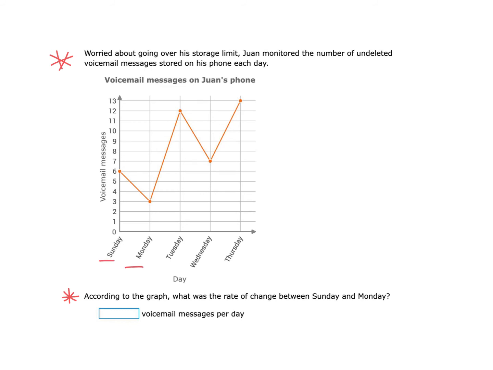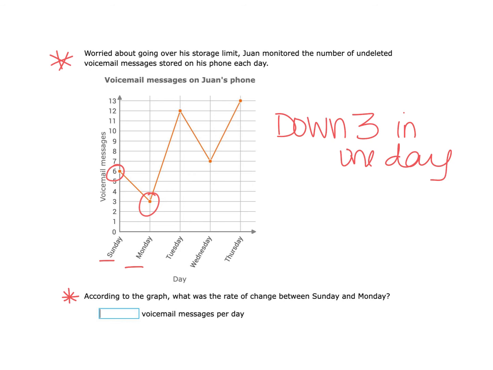So Sunday, we can see that he has 6 voicemail messages. Monday, we can see that he has 3 voicemail messages. So we can see that the change was 3, because 6 to 3 is 3. But because it went down, we need to make sure that we remember that it went down and not up. So I'm going to write that it went down 3 in 1 day. And because it's already out of 1, it would be 3 messages in 1 day. 3 over 1 is 3. So it would be 3 messages per day.